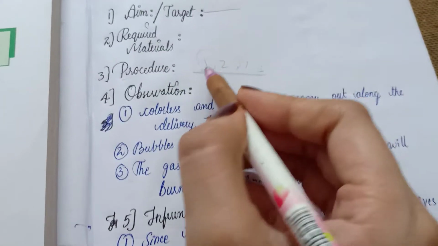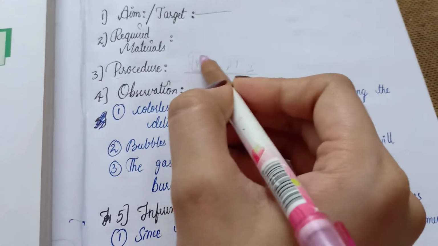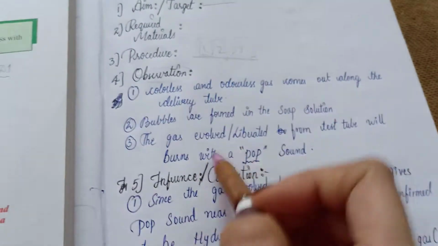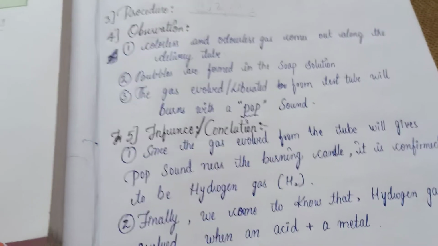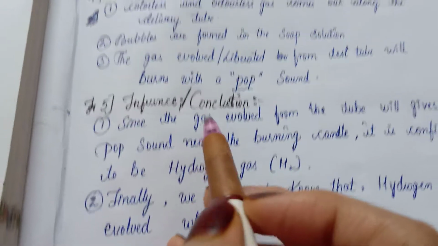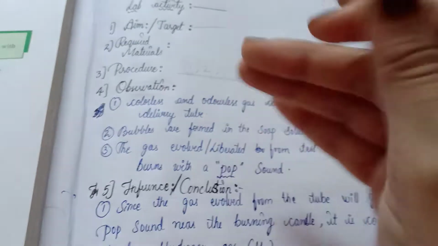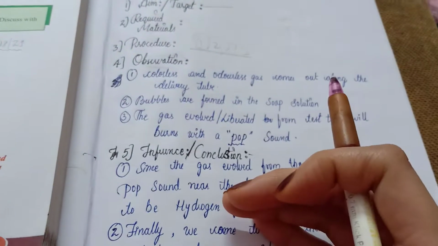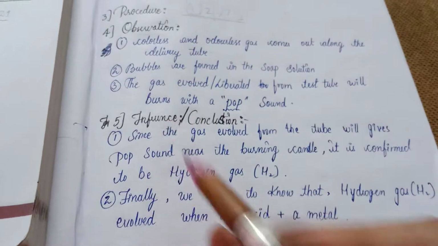Fourthly, we need to observe. By doing this step by step procedure, whatever we have observed, the observation should be written right over here, downwards. Next, fifthly, the inference, which means conclusion. Whatever activity you do, what do you conclude from it? Lastly, the judgement: what you have judged from this activity should be written right over here. Okay, so let's start with the aim.